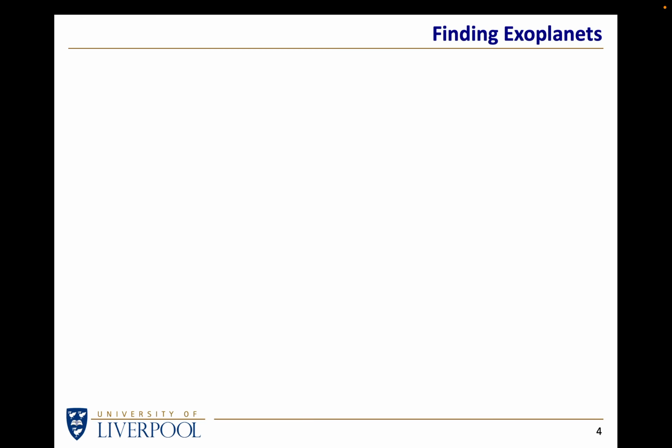I'll be talking about 3 of the methods because those are the methods that produce most of the exoplanets that we understand and have catalogued to date. I'll be mentioning 2 others, but those are in the handout. I won't be covering those at any great length.